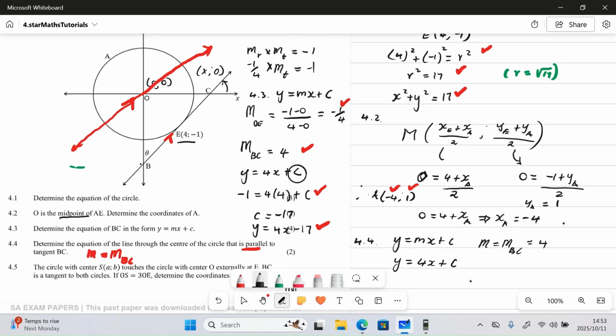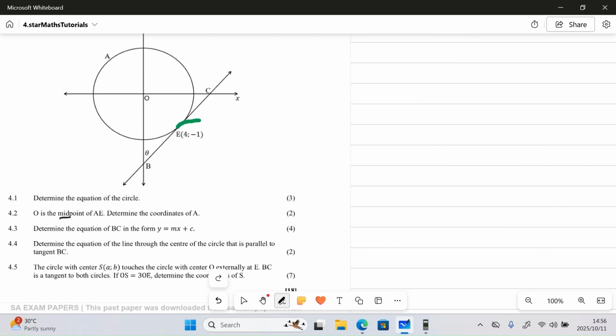What is c? C is the y-intercept. Do we have the y-intercept? Yes, because at the y-intercept, x is 0. What is the value of y there? It is 0. Therefore, the equation of that line is y = 4x. So it's also 2 marks: 1 mark for the statement, 1 mark for the equation. Something like that.